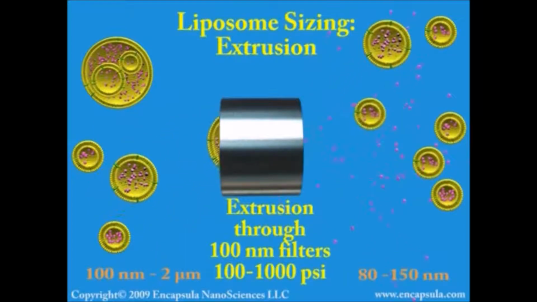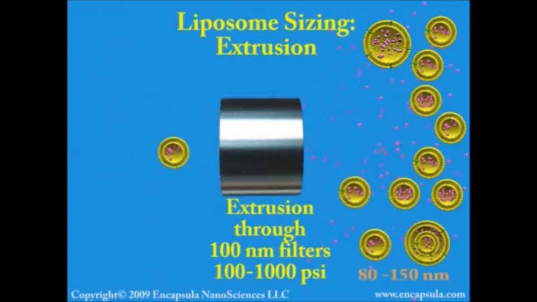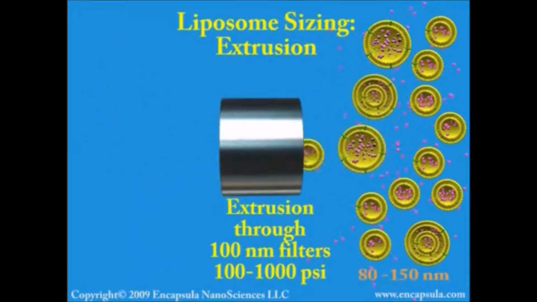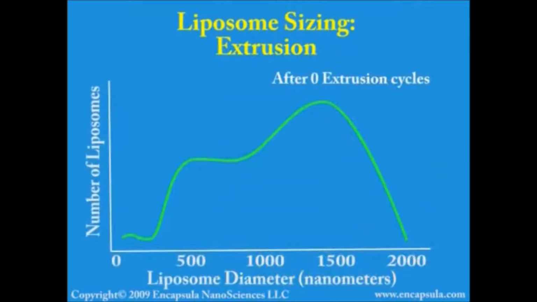Larger extruders are pressurized by nitrogen, while extruders handling volumes less than 1 milliliter utilize gas-tight syringes to generate pressure manually. Extrusion must be carried out above the phase transition of the lipids in the liposomes. In order to achieve a narrow size distribution, the liposomes must be passed through the filters 10 times or more.